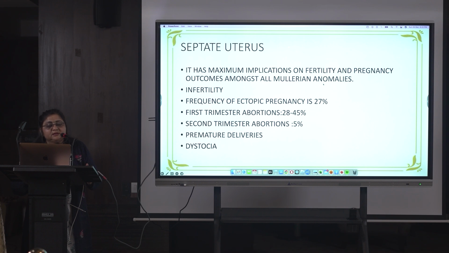Septate uterus has maximum implications on fertility and pregnancy outcomes amongst all Mullerian anomalies. That is infertility, frequency of ectopic pregnancy is 27%, first trimester abortions 28 to 45%, second trimester 5%, premature deliveries and dystocia. So which type of uterus will cause cervical incompetence? You have read, no, just before my talk.